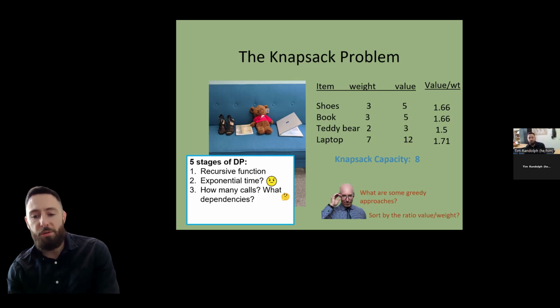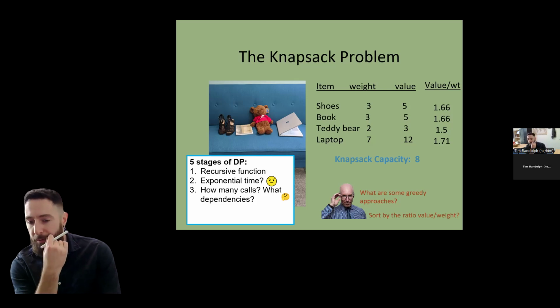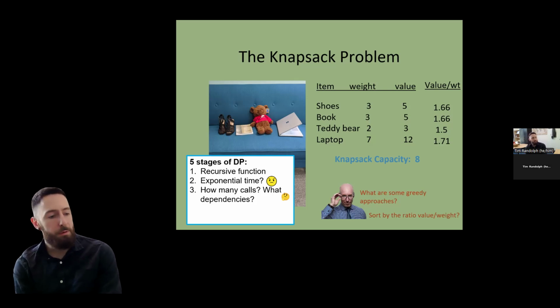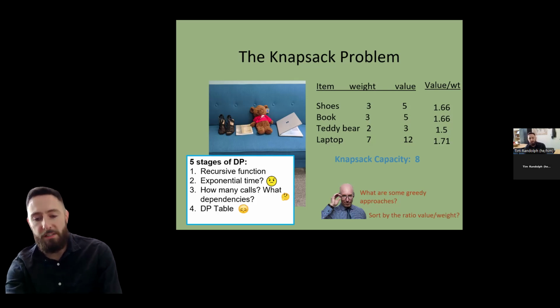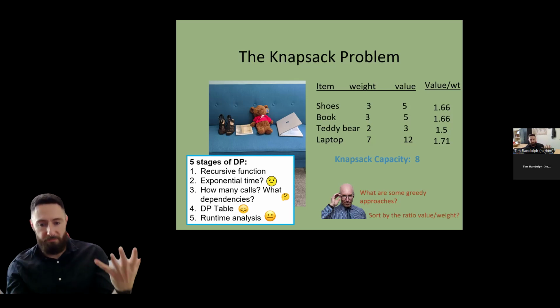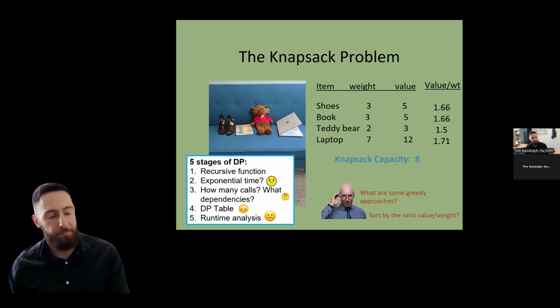We'll turn it into a dynamic programming approach with a dynamic programming table. So we'll need to think about the dimensions of the table, how many total calls we need, and what information we need to compute each call. We'll build this DP table, and then we'll compute the runtime based on the amount of time it takes to find our answer to fill in the table.